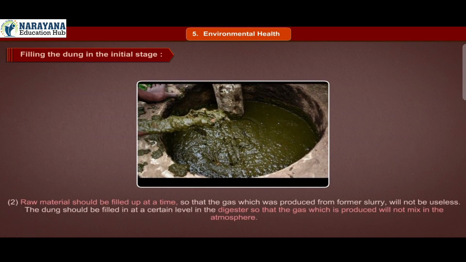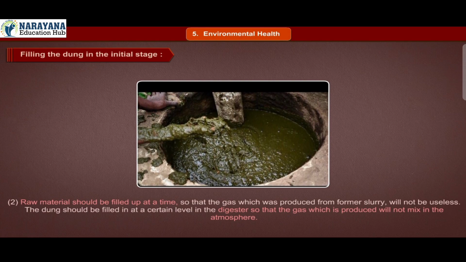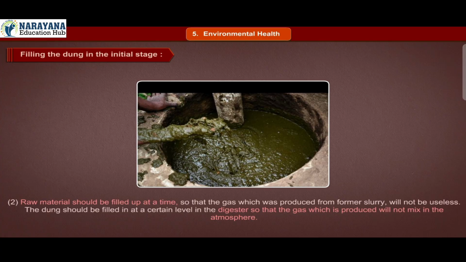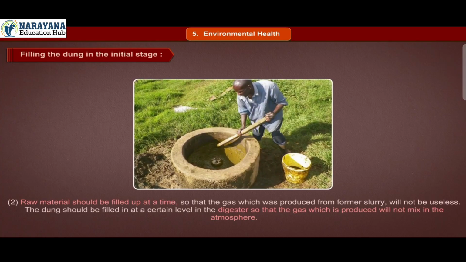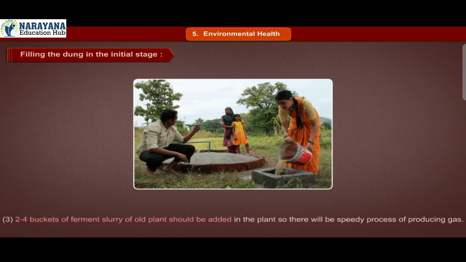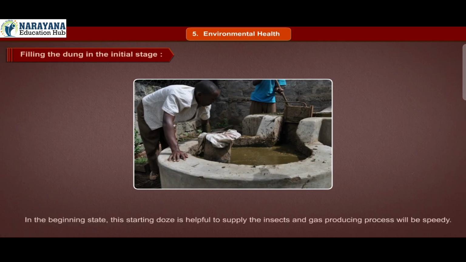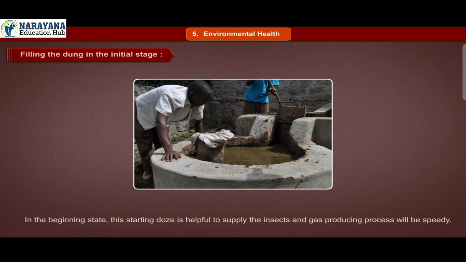2. Raw materials should be filled in at one time so that the gas produced from the former slurry will not be useless. The dung should be filled to a certain level in the digester so that the gas produced will not mix in the atmosphere. It is desirable to pour fresh dung in the digester so that the fermentation process for producing gas will be speedy. 3. 2 to 4 buckets of fermented slurry from an old plant should be added to the plant. So, there will be a speedy process of producing gas. In the beginning, this starting dose is helpful to supply the insects and the gas producing process will be speedy.